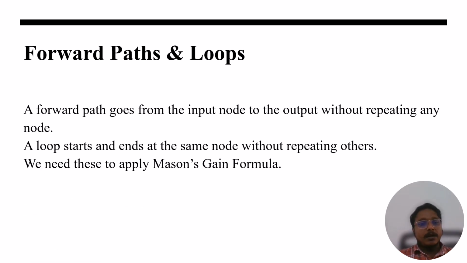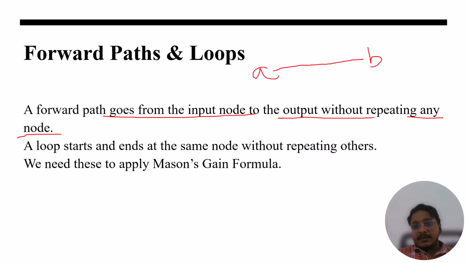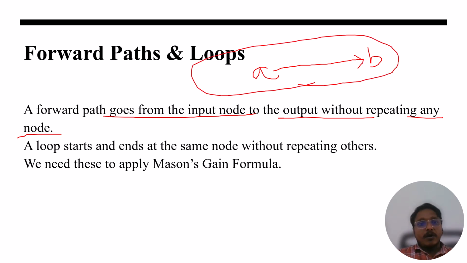A forward path goes from the input node to the output node without repeating any node. For example, if this is A and this is B, and there is nothing in between, then this type of path is called a forward path.